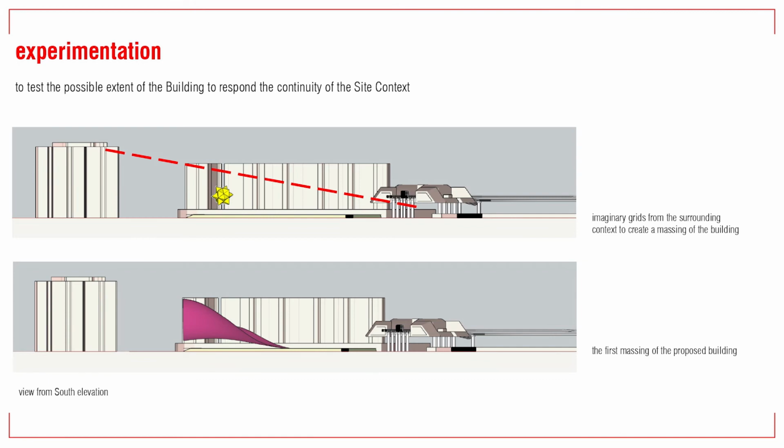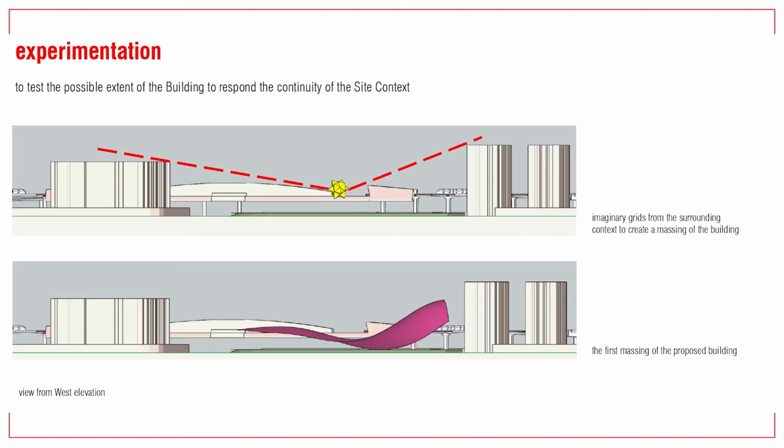To test the possible extent of the building massing and form, I used the surrounding site context's imaginary grid, as I tried to make the building respond to the continuity from the surroundings. In this case, I use the south and west elevations, as they have height variations compared to the north and east elevations, which are just solid tall blocks viewed from my side.